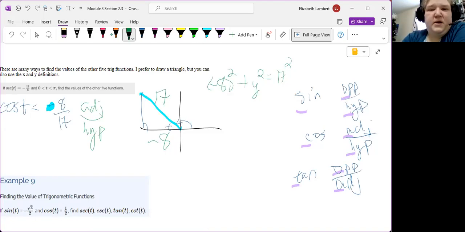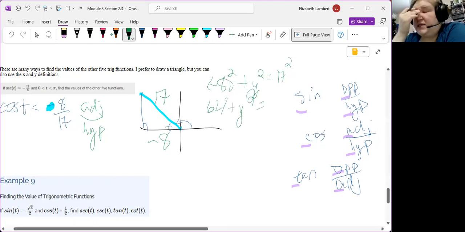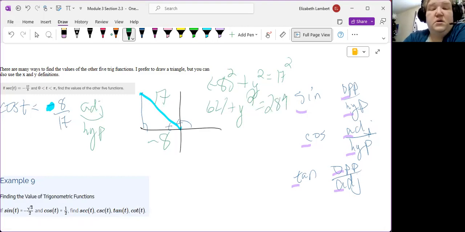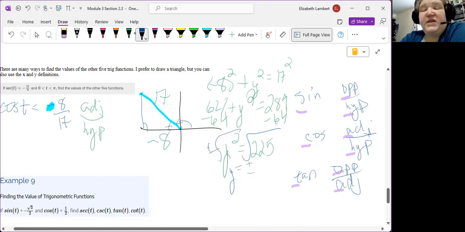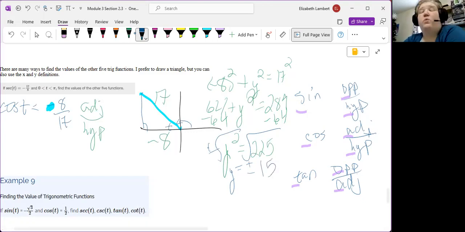All right, so -8 squared is 64 plus y squared, 17 squared is 289, minus the 64. Y squared is 225. We are choosing to apply the square root, so we introduce that possibility of plus or minus. 225 is actually 15 squared, so our y is positive or negative 15.